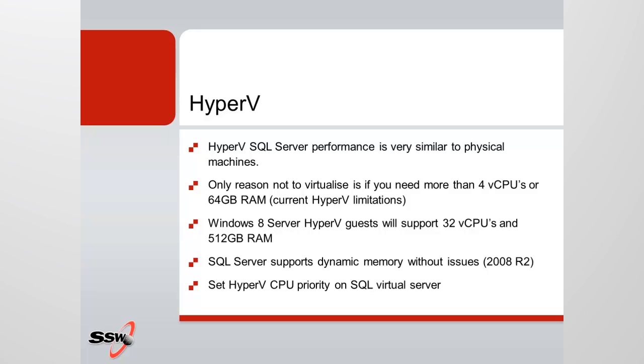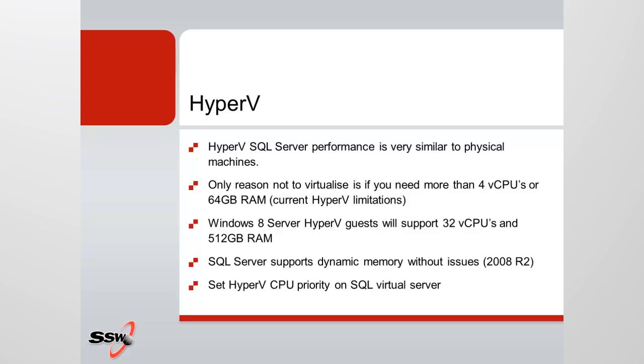The other thing with Hyper-V is make sure that the CPU priority level for the SQL virtual servers is higher than your other machines. So you want to give your SQL servers a bit more priority. Obviously, if all your machines have high priority, then there's no point. So some should be normal and some should be lower priority, so the priority levels can take effect.